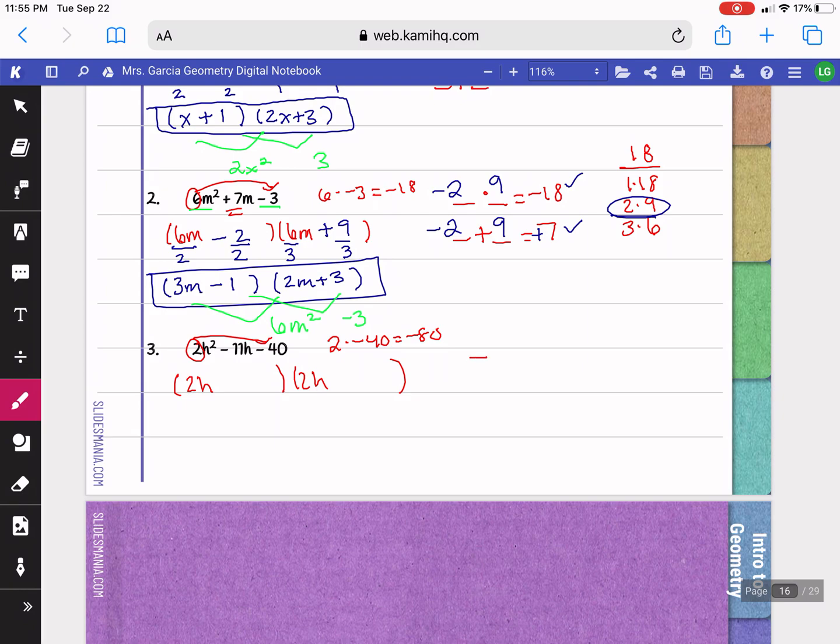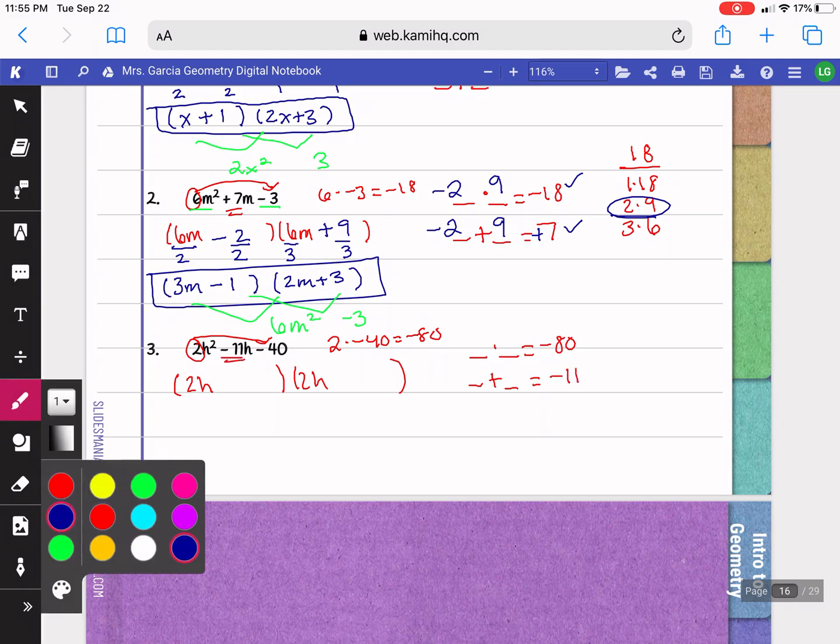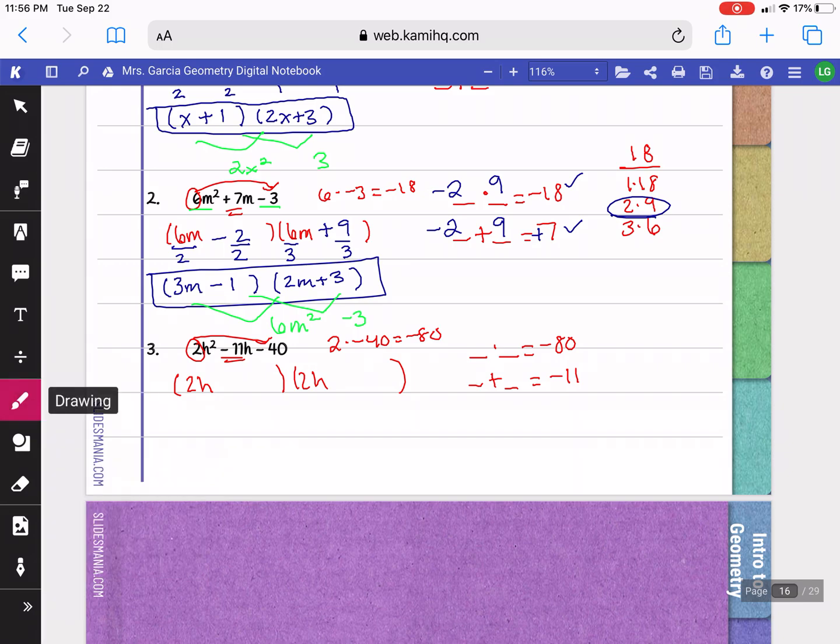Now I can set up my blanks. Blank times blank is negative 80. Blank plus blank equals our middle number, which is negative 11. So here I'm going to make a list of numbers that multiplies to 80. Remember, we worry about the negative later. So 1 times 80, 2 times 40, 4 times 20, 5 times 16, 8 times 10, and I believe those are all of them.